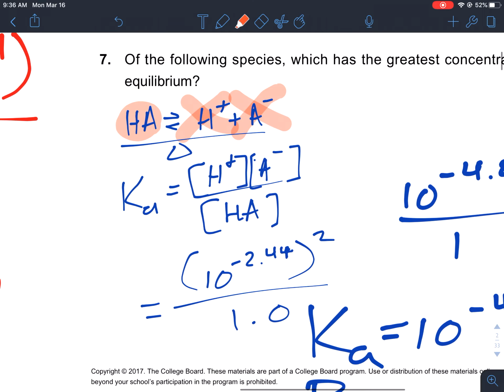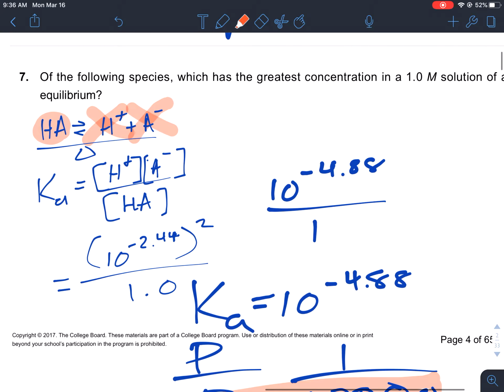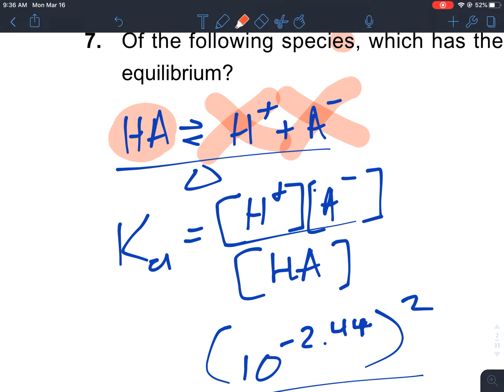So let's look at the answers to number 7. What is the thing that it has most of? Does it have most OH minus? No, it doesn't, because it's an acid. It has like trace amounts. It has H3O plus, but like we said here, there's less H3O plus than there is HA. Okay, the answer is C.